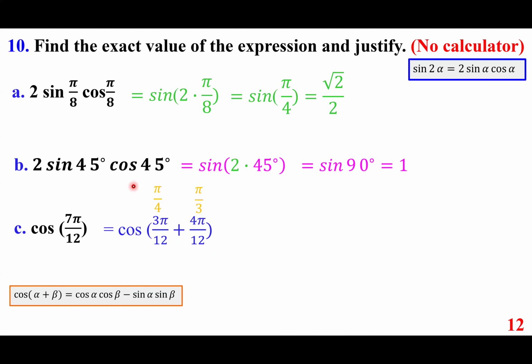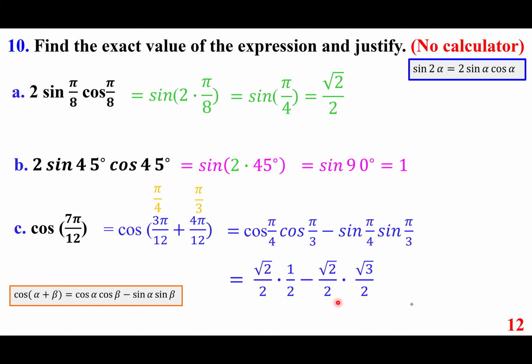So cosine alpha cosine beta minus sine alpha sine beta. Cosine of pi over 4 cosine of pi over 3 minus sine of pi over 4 sine of pi over 3. Common arcs, this is square root of 2 over 2, this is 1/2. This is again the same thing, square root of 2 over 2, this is square root of 3 over 2, and both of them have the denominator 4, this is square root of 2, this is minus square root of 6. Don't forget this.